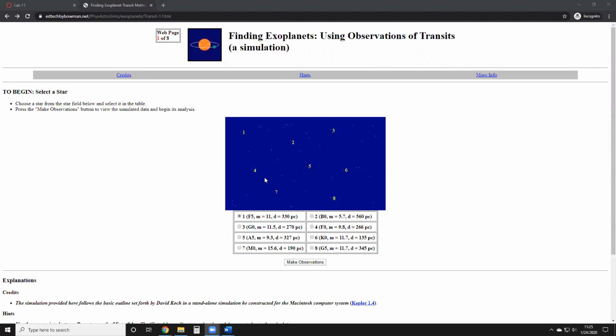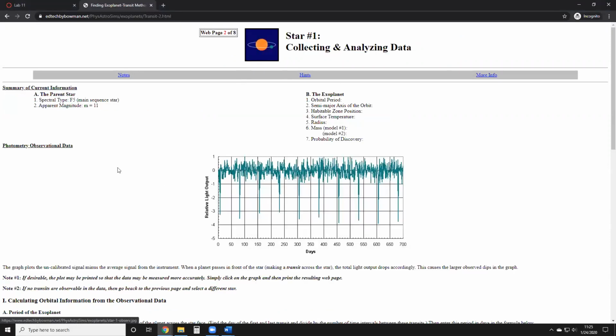You'll notice some of the numbers are missing on your chart. You don't have to do those. Those don't actually have a planet transiting across their sun. If you want to see what that looks like, click on one of the numbers not listed on your chart. To start with, I'm going to click number 1, make my observation.